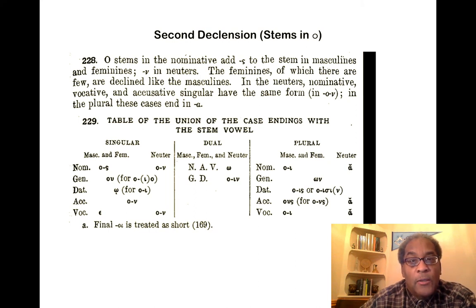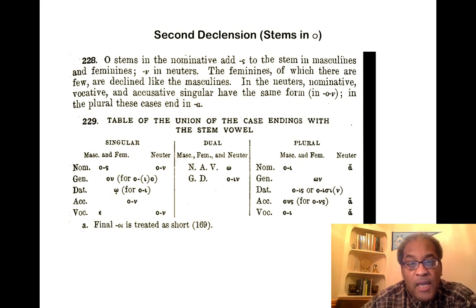Reading 228 from Smyth: the omicron stems in the nominative add sigma to the stem in masculines and feminines, and nu in neuters. The feminines, of which there are few, are declined like the masculines. In the neuters, nominative, vocative, and accusative singular have the same form, omicron nu, and in the plural, these cases of the neuters end in alpha, that is, the nominative, vocative, and accusative.